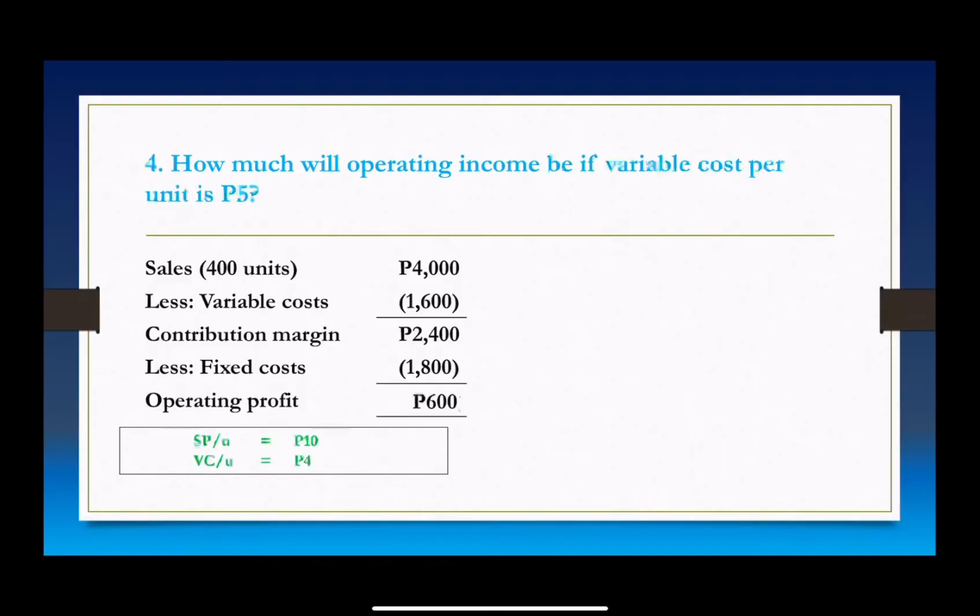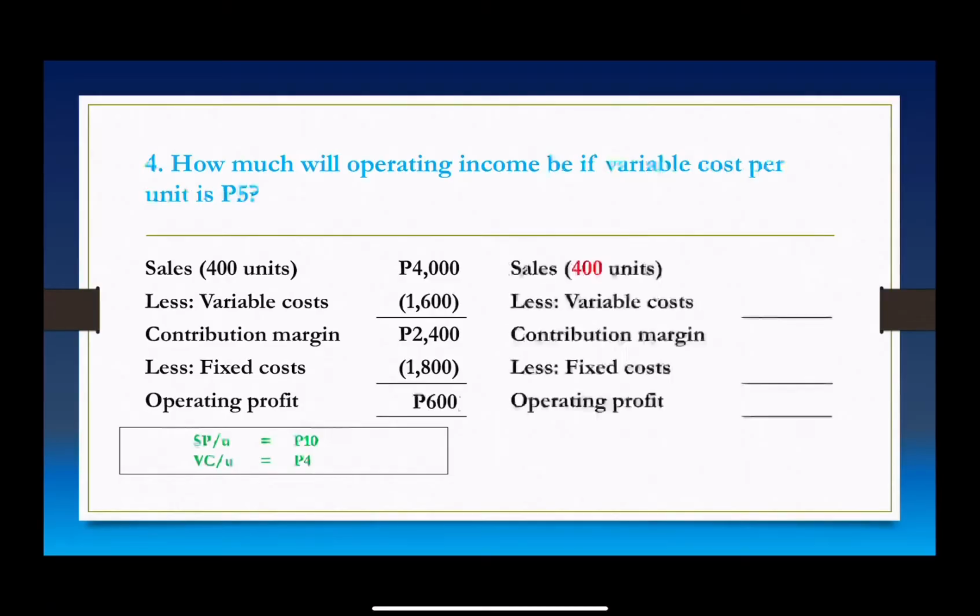Lastly, number 4, how much will operating income be if variable cost per unit is 5 pesos? Your sales will remain at 400 units. So 400 times 10, this is 4,000. For the variable cost, it will not be 4 pesos. Rather, it will be 5 pesos per unit. So 5 times 400 gives us 2,000 pesos. So the contribution margin is 2,000. Fixed cost will remain the same at 1,800. So the difference is 200 pesos operating profit.